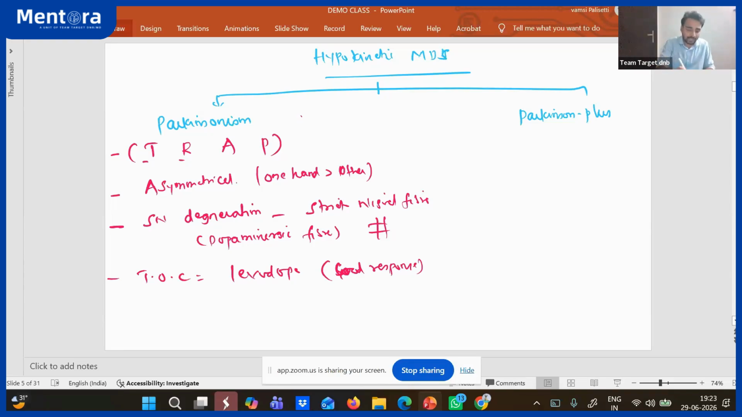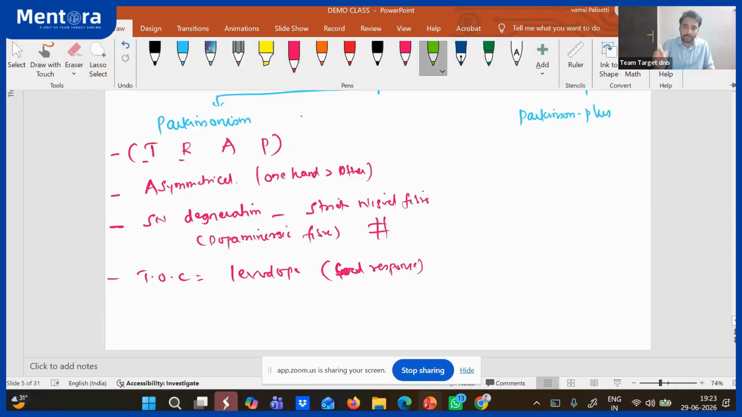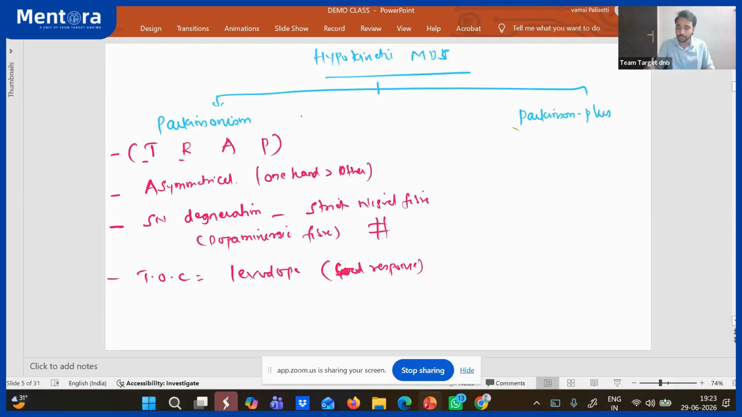But when coming to Parkinson plus syndrome, very, very important here. What is going to happen in Parkinson plus syndrome? The patient will have Parkinsonism features. So what are the Parkinsonism features? Patient will have rigidity, patient will have akinesia, but patient will have less tremors, not so frequent as seen in case of Parkinson. Very important, right?